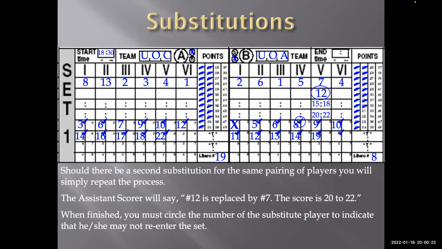All right, any questions about substitutions? Nothing here. Okay.